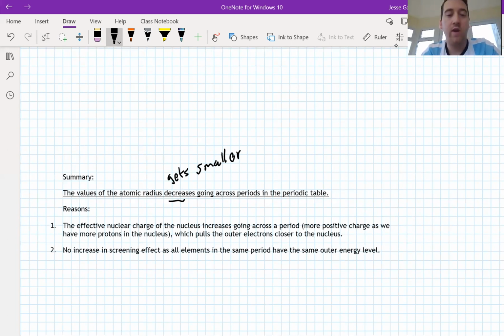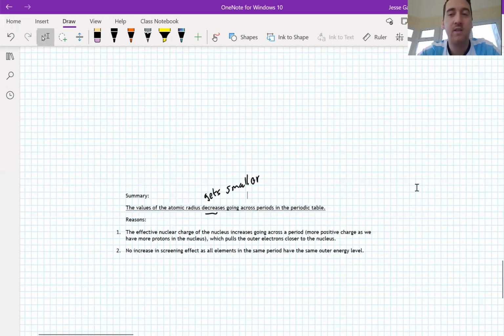So as the nuclear charge gets bigger, the atom gets smaller. There is also no increase in the screening effect, as all elements in the same period have the same outer energy level. So as you move across and go through the elements of a period, they all have electrons in the same outer energy level. You're not adding any extra energy levels. So they are the reason why the atomic radius gets smaller.